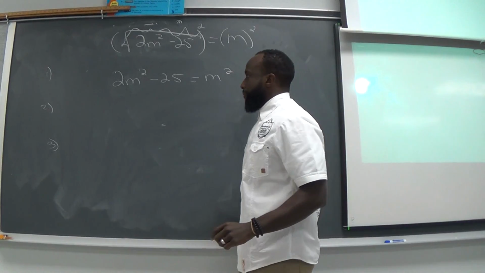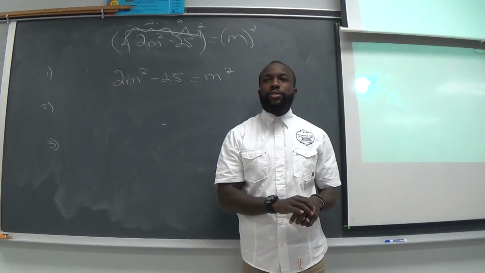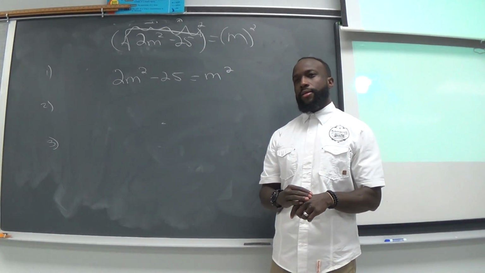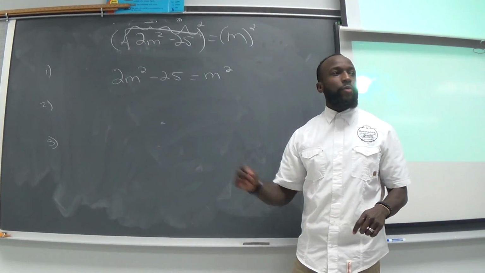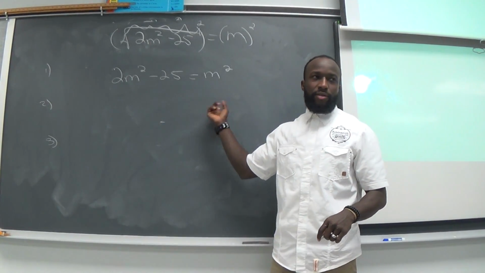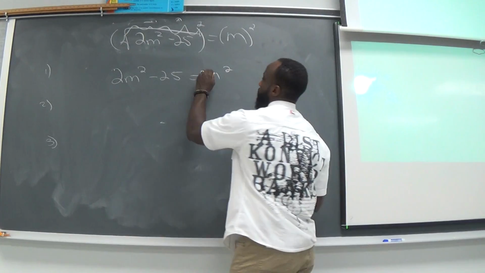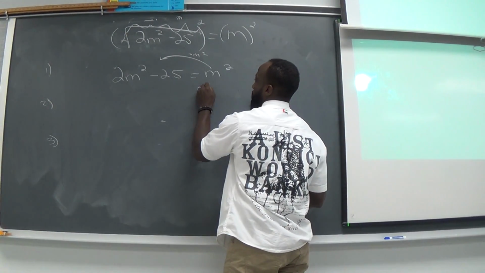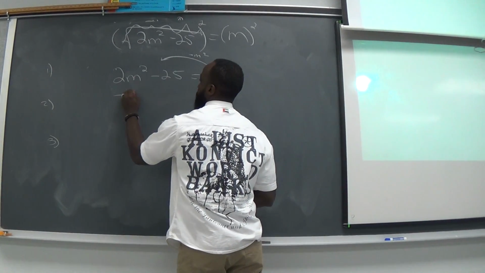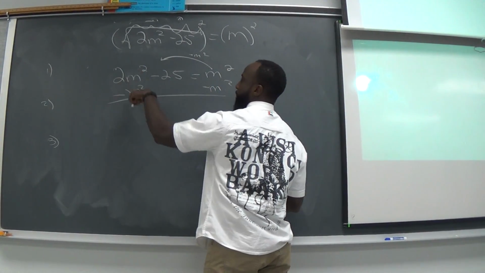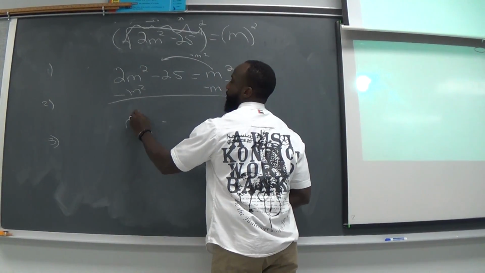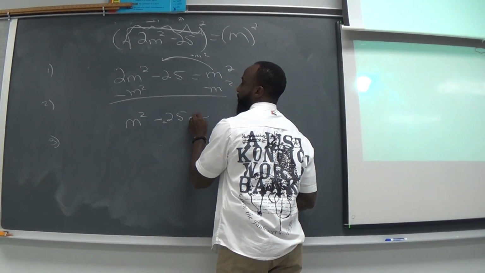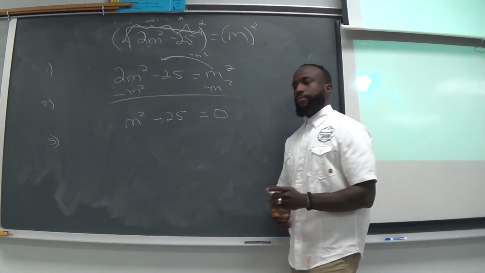Now from here, what do we do? You're going to move the m squared up. When we move the m squared over, are we going to add or subtract? We're going to subtract both sides by m squared. So that's minus m squared, minus m squared. Now you end up with m squared minus 25 equals 0.